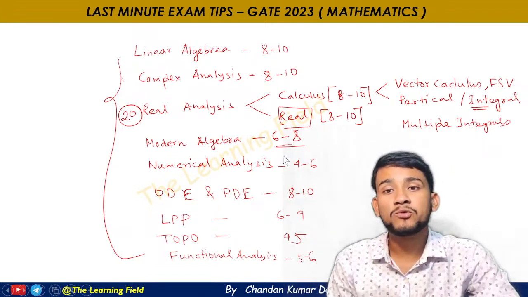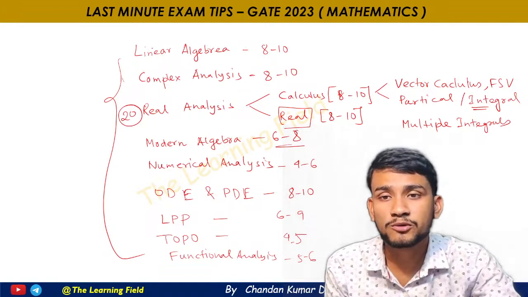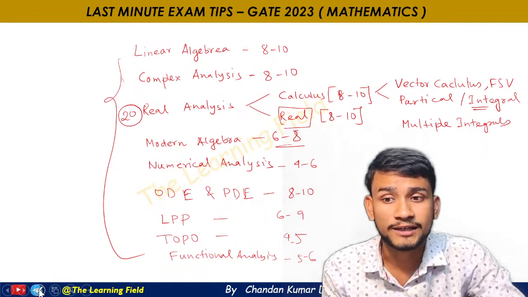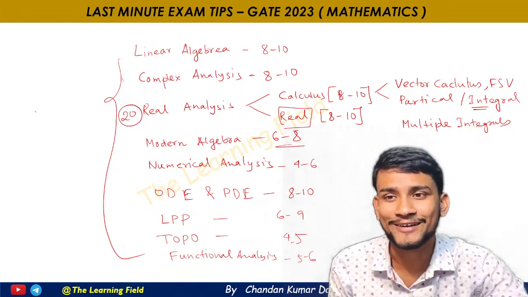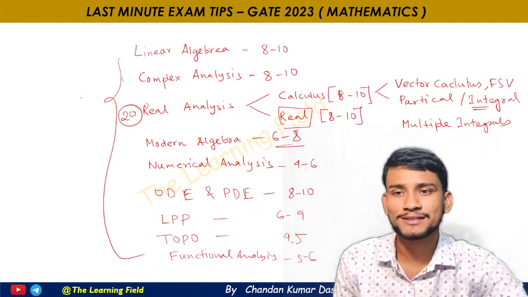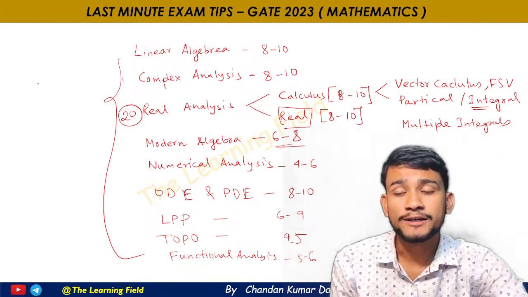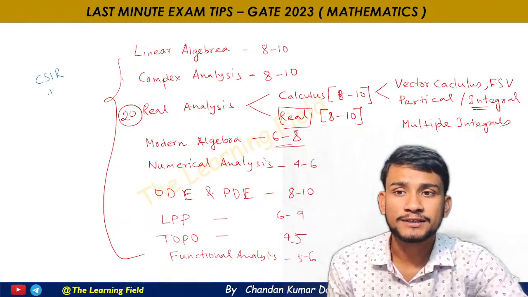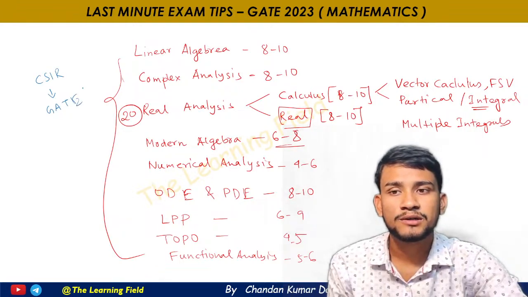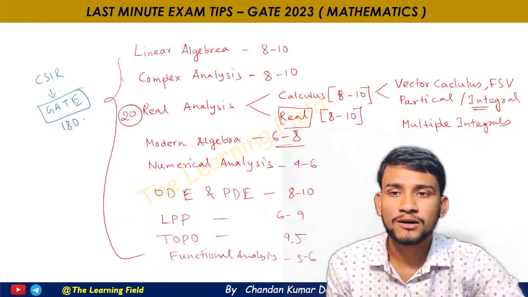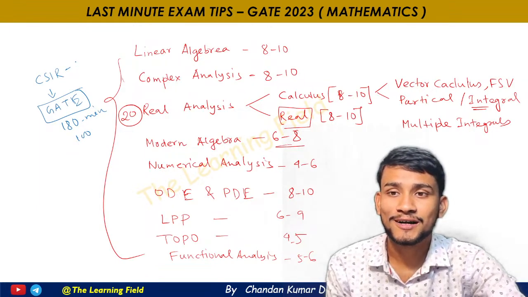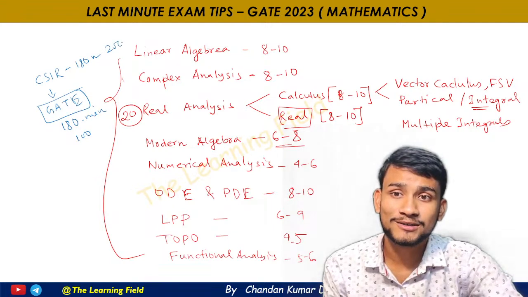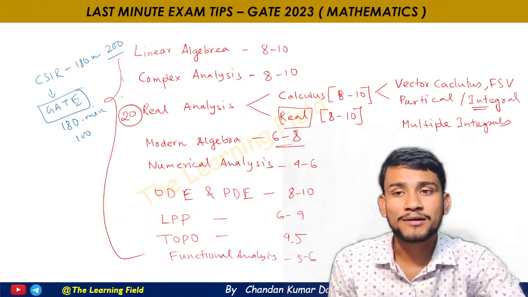So what are the most important topics, and from which topics can we gain marks easily in the exam? The GATE exam has a particular level, and the level of the GATE exam is something high, you can say. There is a difference between the CSIR exam and the GATE exam. In the GATE exam we get 180 minutes for 100 marks only, and in the other we get 180 minutes for 200 marks. So you can think about the exam pattern and level of the exam.